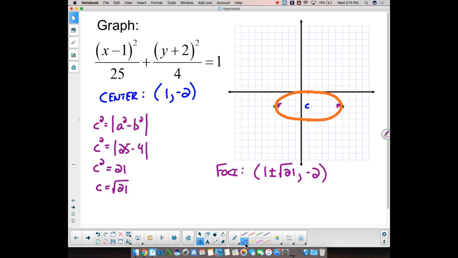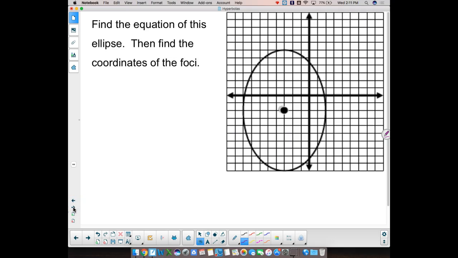Wait, so if the center was at like 2, -2, then it would be 2 plus or minus the square root of 21, comma -2? Yep. So if it's 0, 0, then it would be plus or minus the square root of 21, comma 0. Yep. Unless it was stretched vertically. Then I add or subtract it to the y value. Whatever that major axis is, that's what I add and subtract it to. Okay? Good? Let's try another quick one, but let's go in reverse.